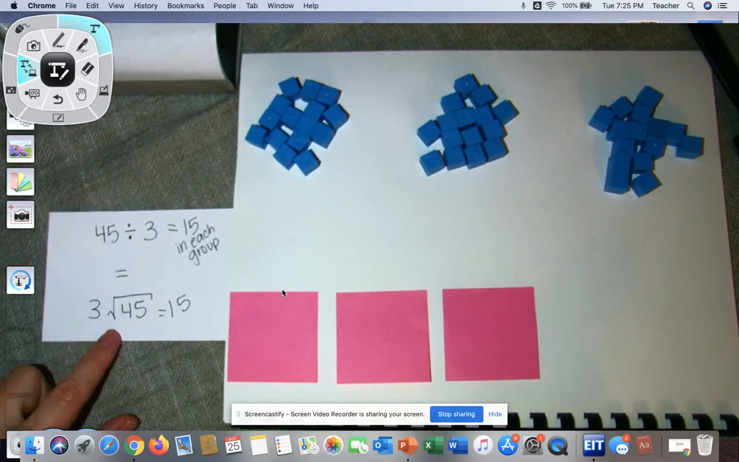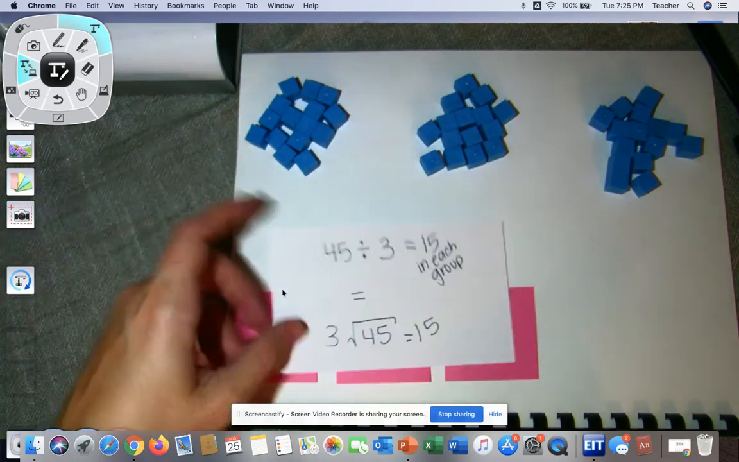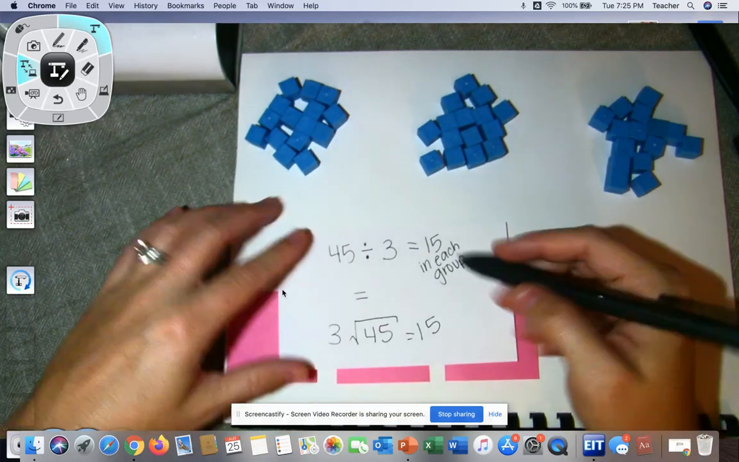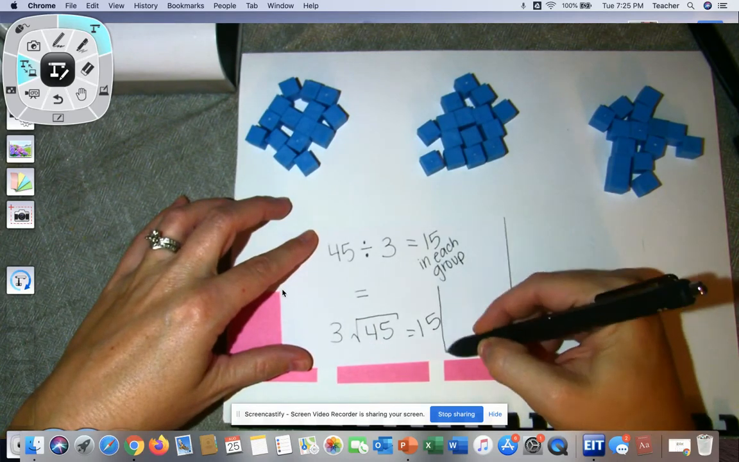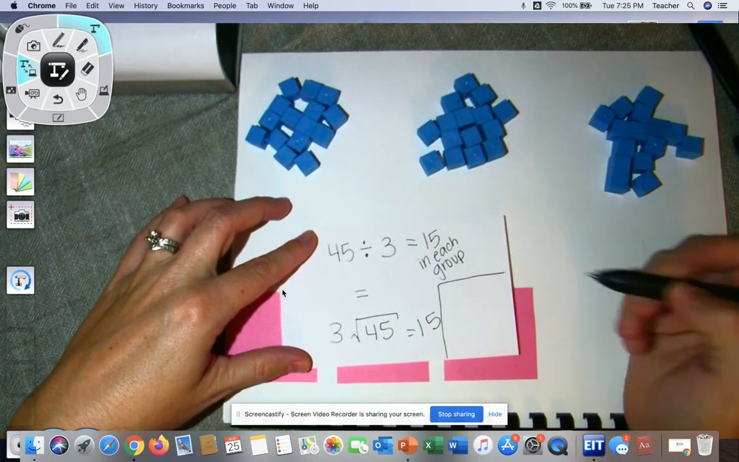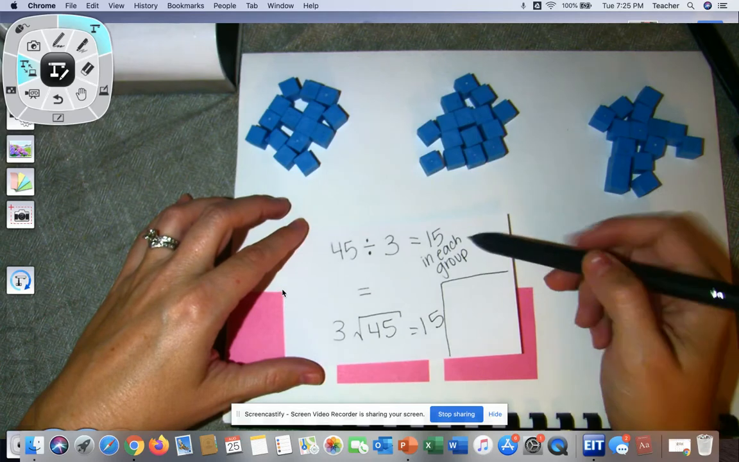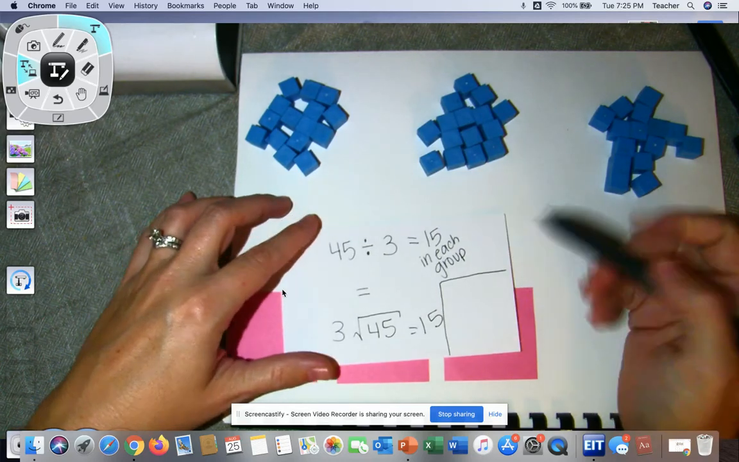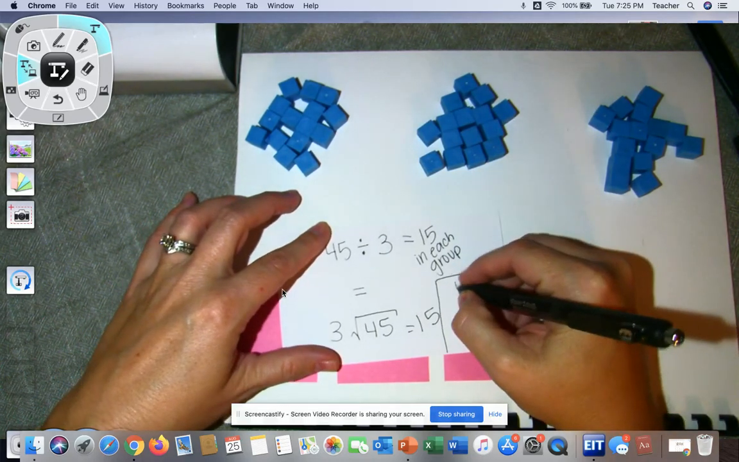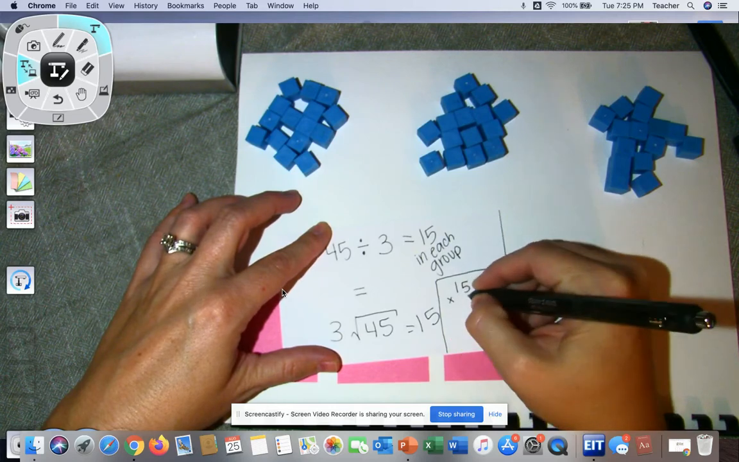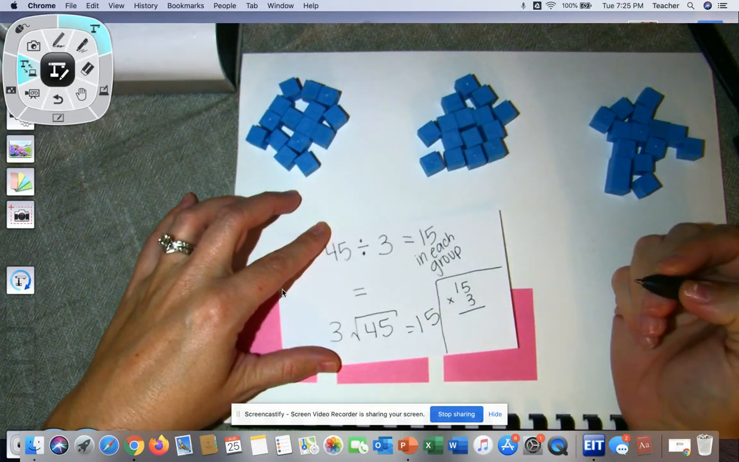3 groups of 15. Now, if we want to check our math, we can use the fact that division and multiplication are the inverse operations of each other. So they are the opposites, right? Since we did division here, we can check our math with multiplication. And what we do is we multiply 15 times 3 to make sure that we are correct.